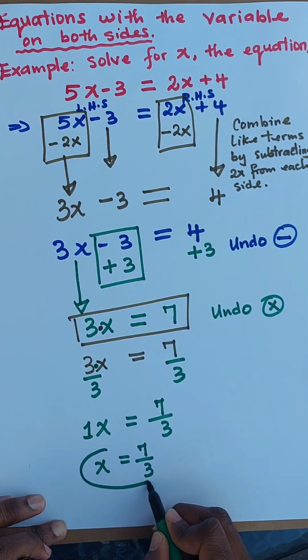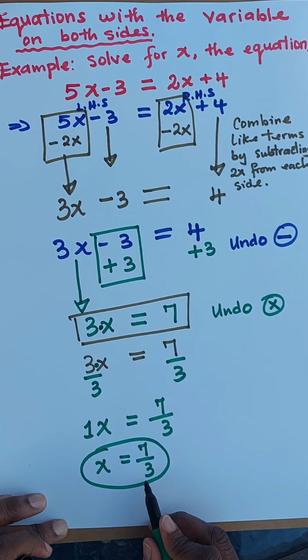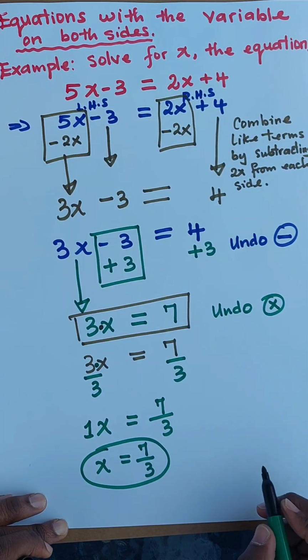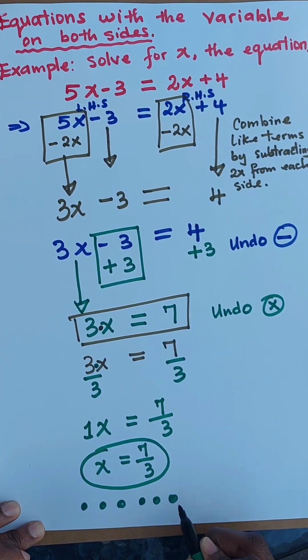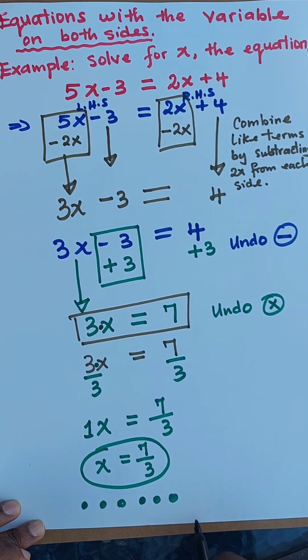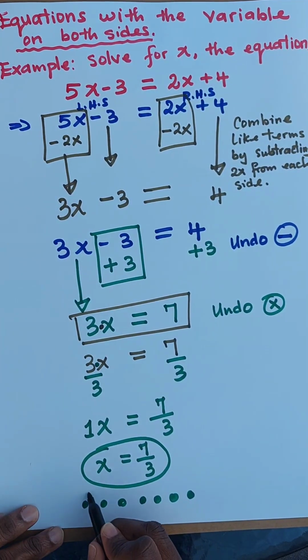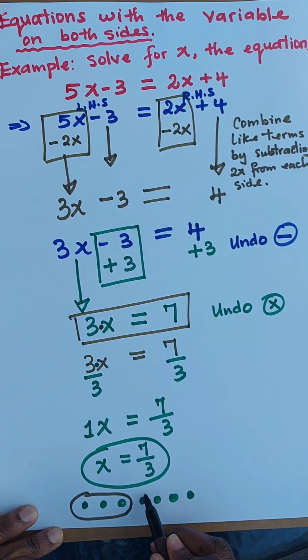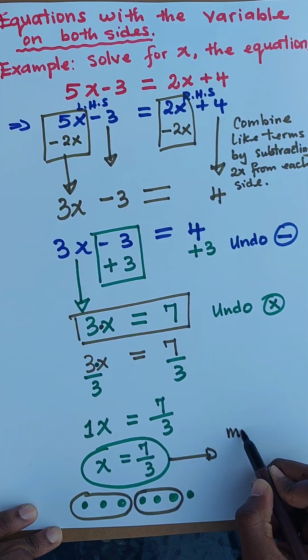If you want to write this fraction, this is an improper fraction. You can write it as a mixed number. To write this as a mixed number, think about 7 dots. And you want to make groups of 3. So 7 dots are right here. I want to make groups of 3. I have the first group of 3 right there. I have the second group of 3 right there. And I cannot make any more groups of 3. So I have 1 left. So to write this number as a mixed number, that is what we do.